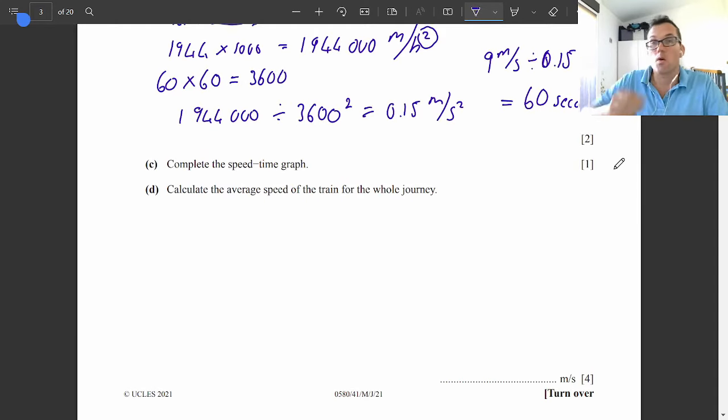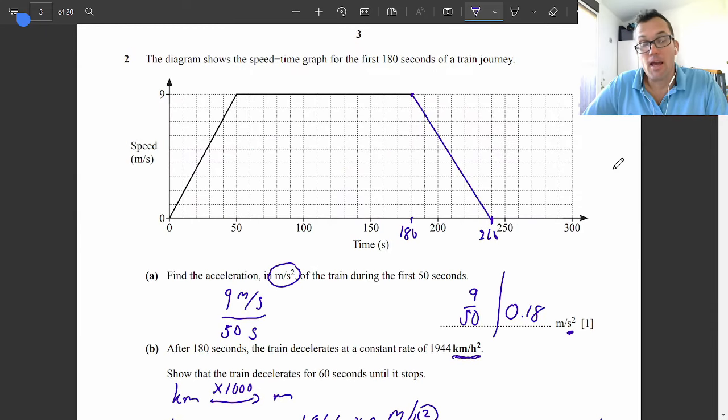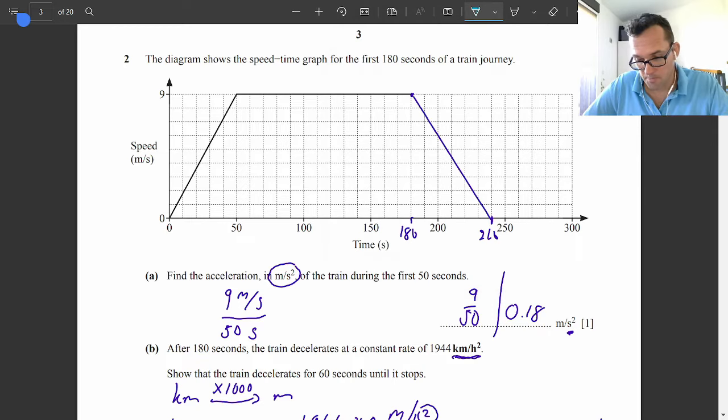Okay. Question 2D, calculate the average speed of the train for the whole journey. Now remember this, in a speed time graph, distance traveled is the area underneath the graph. So we need to work out all the area here. Now, what most students do is they break this up into 2 triangles and a rectangle and work each one separately, 3 calculations added together. That works. Nothing wrong with that.